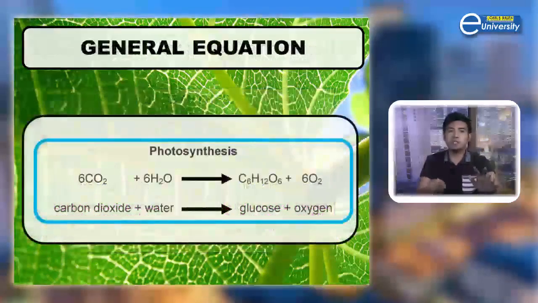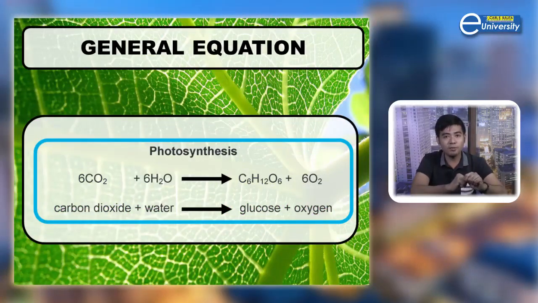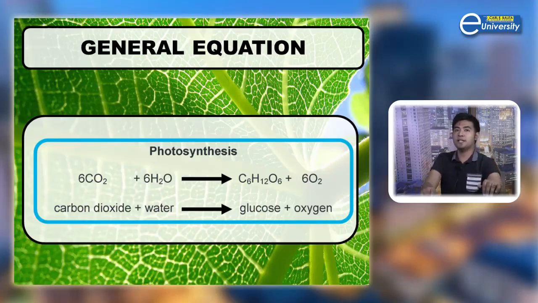So for the general equation, again, we have the 6 molecules of carbon dioxide used in the light-independent reaction added to the water molecules used in the light-dependent reaction in the process of photolysis, yields, through the use of light energy, one molecule of glucose and of course the byproduct which is the oxygen. So again, carbon dioxide plus water yields, through the use of light energy, glucose and oxygen. So that is the general equation of the process of photosynthesis.